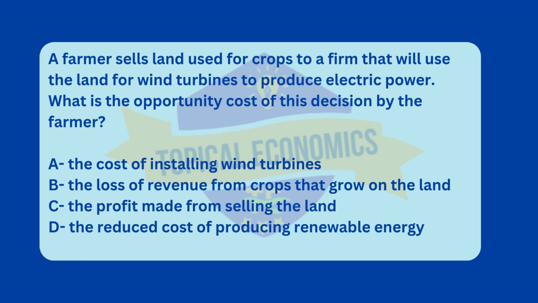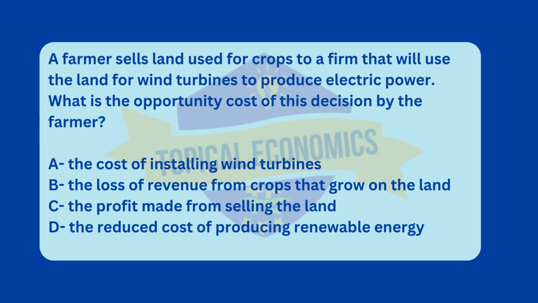Analyzing the other options. Option A, the cost of installing wind turbines, is incorrect, because the cost of installing wind turbines is the responsibility of the firm buying the land, not the farmer. The farmer is selling the land, and the firm will bear the cost of installation. Therefore, this is not the farmer's opportunity cost.